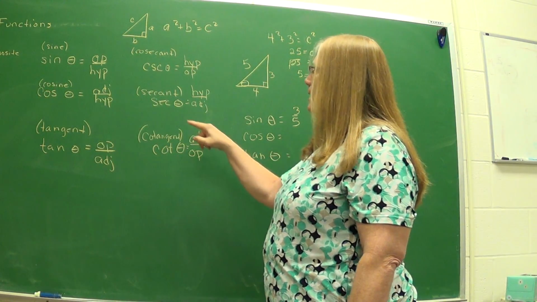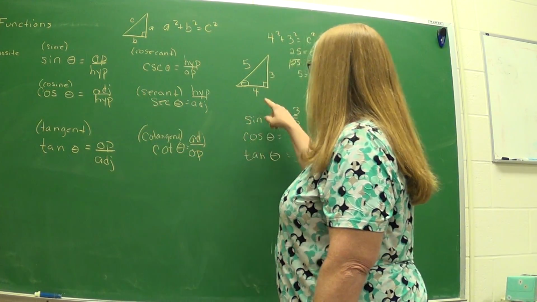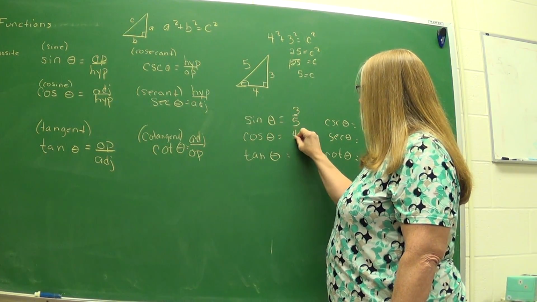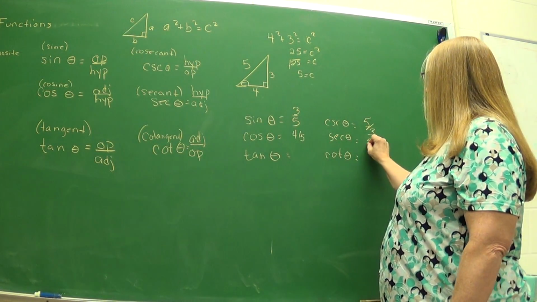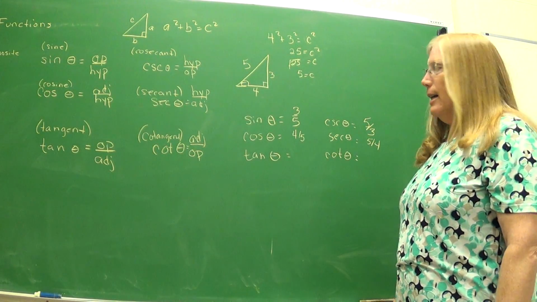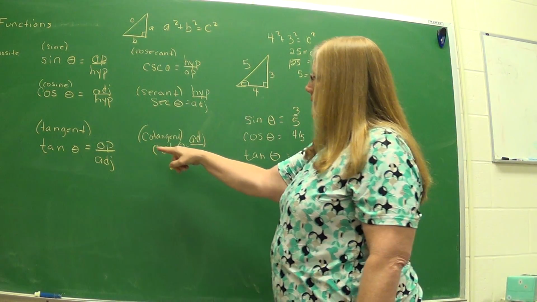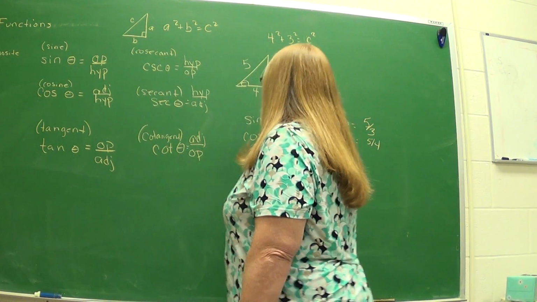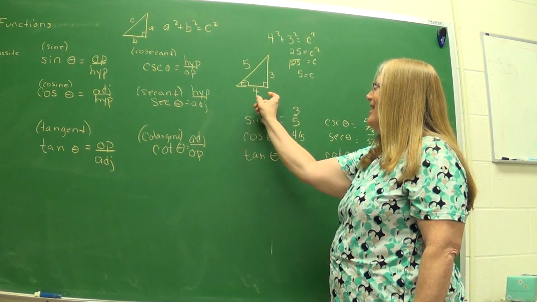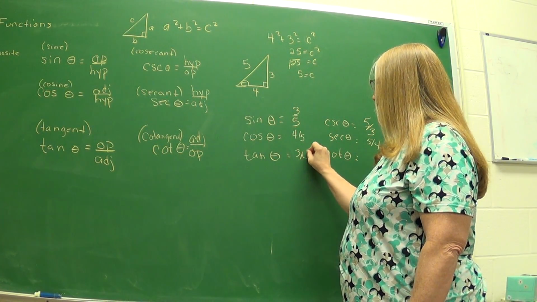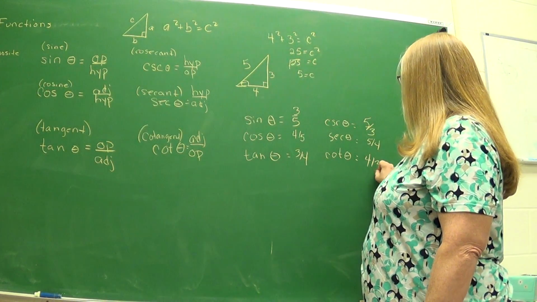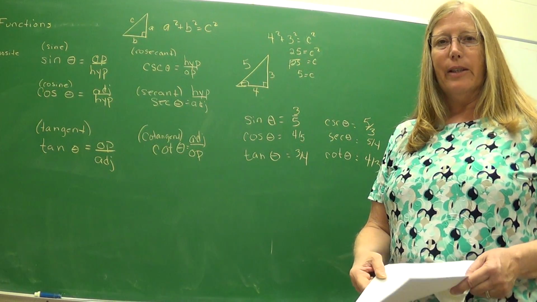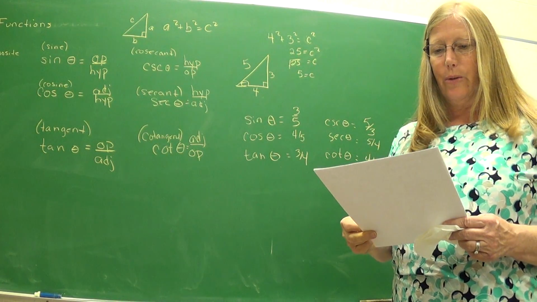Cosine is adjacent over hypotenuse. So from this angle, this is side adjacent, over hypotenuse. 4/5, so secant is 5/4. And lastly, tangent is opposite over adjacent. So we have opposite over adjacent. Oops, wrong triangle. Opposite over adjacent is 3/4. And so the flip is 4/3. So any triangle I give you, you can establish the 6 trig functions for those.